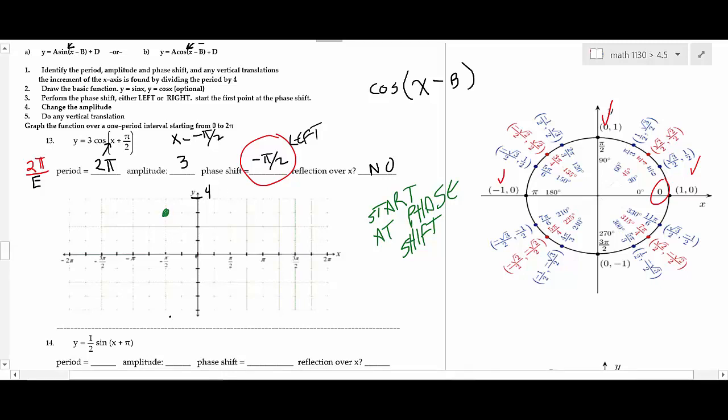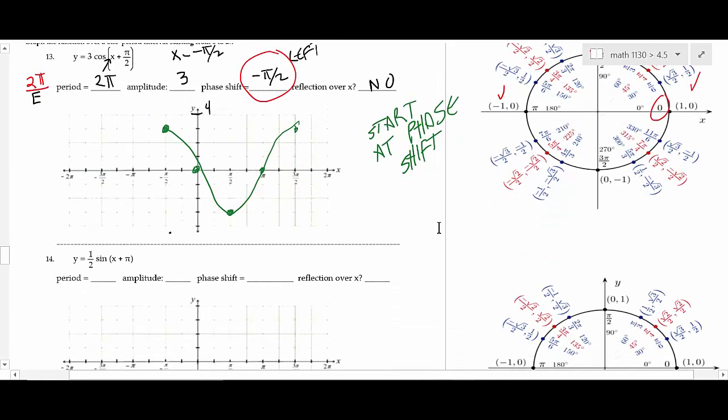It's going to go down to the x-axis, then it's going to go to its minimum, and so forth like that. So it just cycles through those points, so you want to be able to do that problem like that, okay? You don't want to have to go through the steps unless you feel like you need to, okay? So that's the idea. All right, let's go to 14.